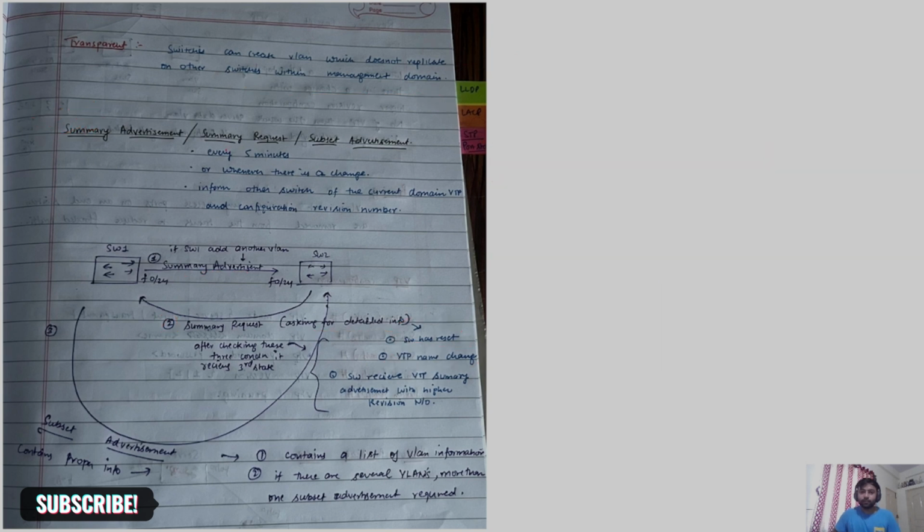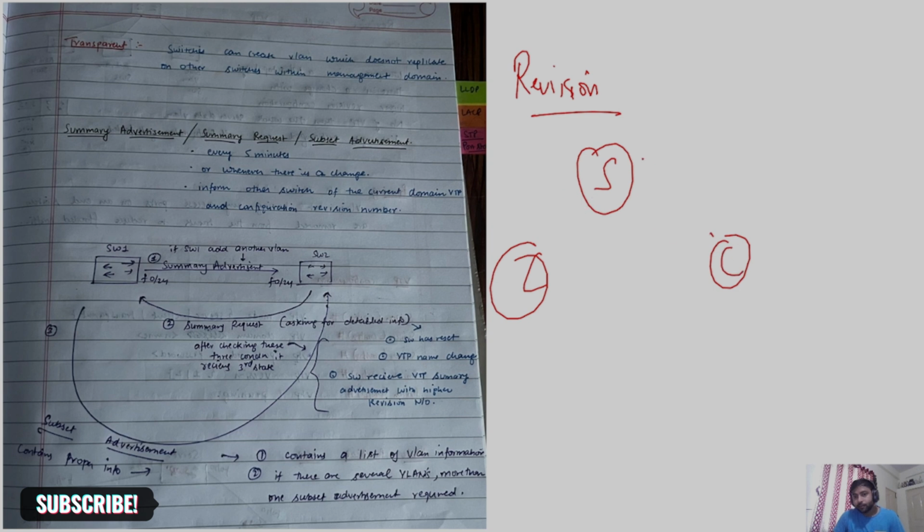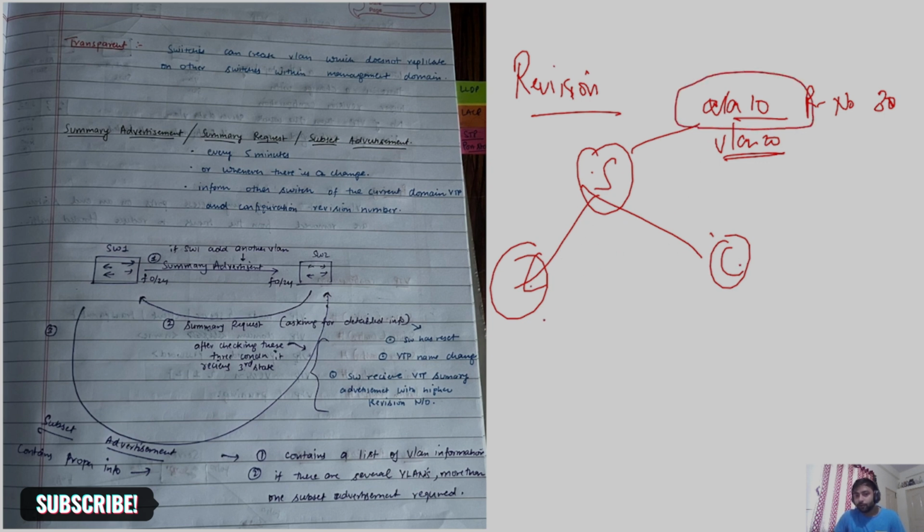So let's understand what the revision concept is. Let's say we have the server switch and we have a client switch. I created VLAN 10 here, and at that time the revision number was 30. Once I create VLAN 10, all will have a revision number of 30. But once I add VLAN 20, the revision number will increase by 1, and everyone will get all the messages, summary advertisement, summary request, subset advertisement, in the same way I explained, and they will all be refreshed with the new revision number, which is 31.